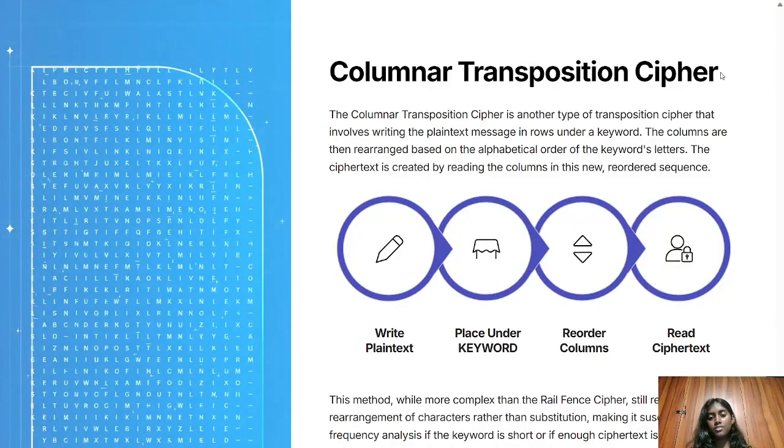Columnar transposition cipher. In this method, you write the message in rows beneath the keyword. Then you arrange the columns based on the alphabetical order of the keyword letters. Finally, you read the columns in the new order to form the ciphertext. It's more complex than the rail fence, but still vulnerable if the keyword is short or enough ciphertext is available.